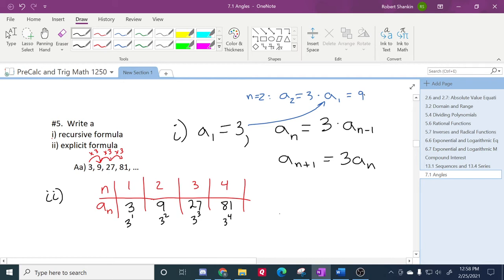Alright, so this tells me that a sub n, now in an explicit formula, I'm not allowed to use a on the right hand side, just the n. Well, there's always a base of 3, and then what is it raised to? Always the nth power.